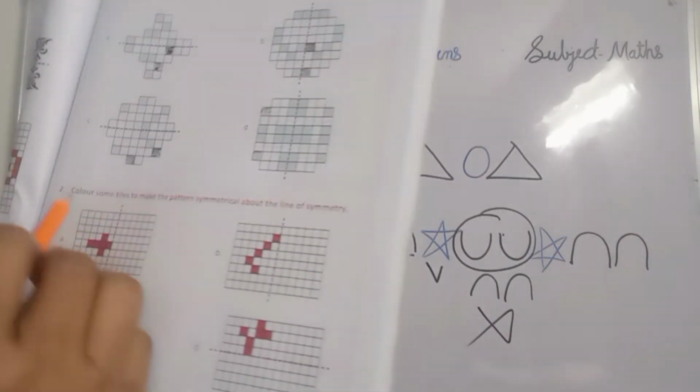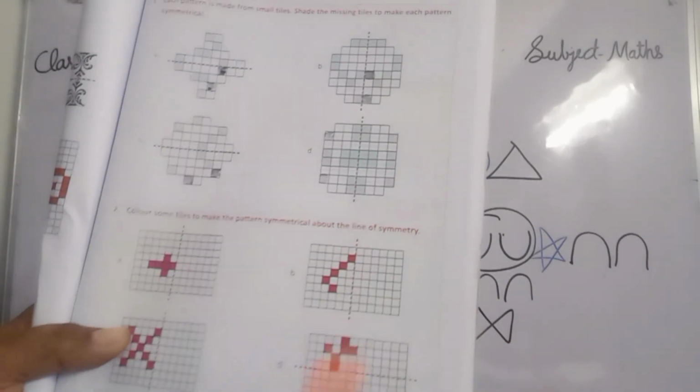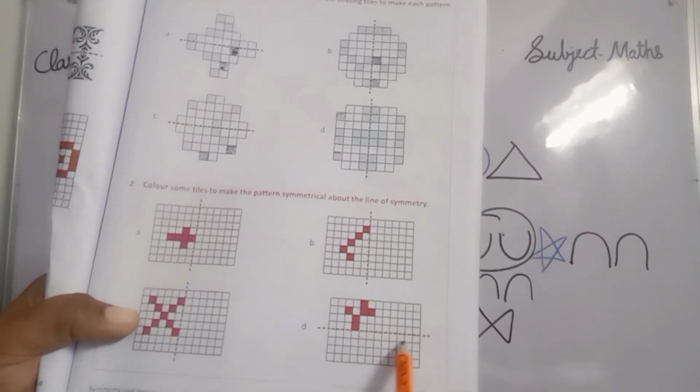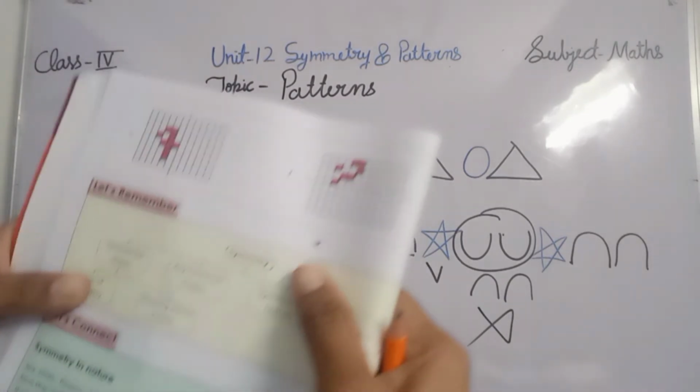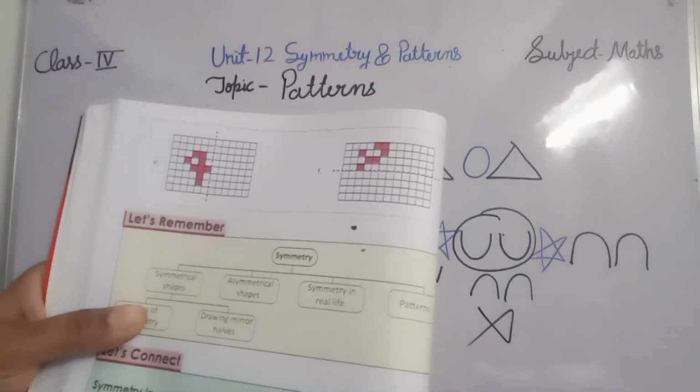Very simple. Now color some tiles to make the pattern symmetrical about the line of symmetry. The same pattern you have to make here, over here. Clear? So you can do it on your own. You can make the simple patterns. And here also you have to do the same thing. Okay, same pattern you have to make there.